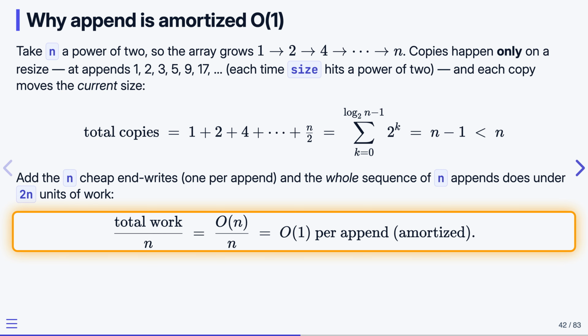Now add the cheap writes. There is 1 write per append, so that is n more units. The whole run of n appends does less than 2 times n units of work. Divide that by n, and the cost per append is big O of 1 on average.